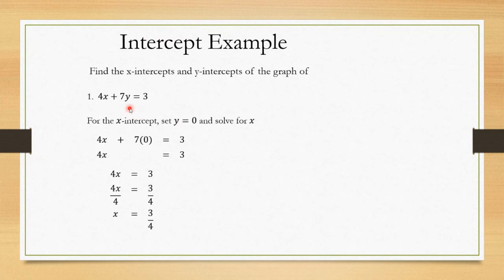So again, for each one, you set the other variable to be 0. For the x-intercept, you set y to be 0 and solve for x. Doing so, this is gone, right? 7 times 0. You get 4x equals 3, because anything times 0 is 0. So solving for x, we get x is 3/4. So that's the only x-intercept, 3/4.